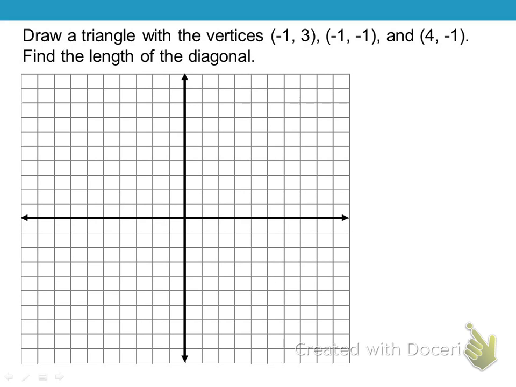Okay, so we're going to graph these 3 points. We are going to connect the 3 points. That's going to make a triangle. So, -1, 3, you go left 1, up 3. -1, -1, you go left 1, down 1. 4, -1, we're going to go right 4, down 1. And we are going to make those 3 points into a triangle.